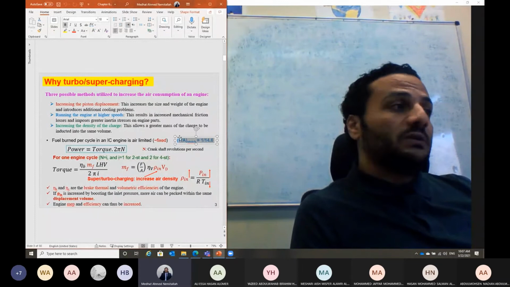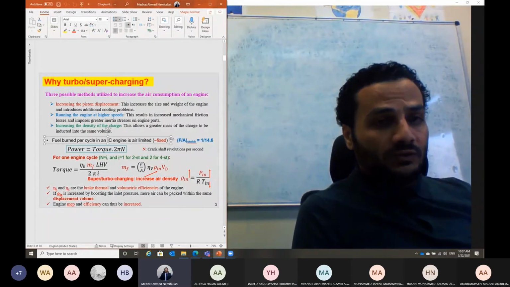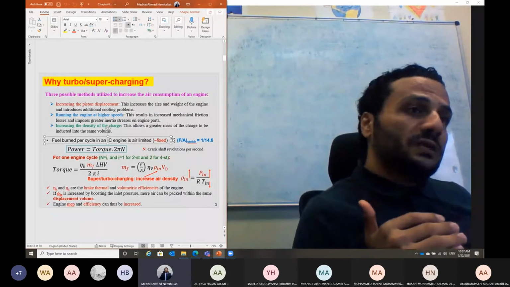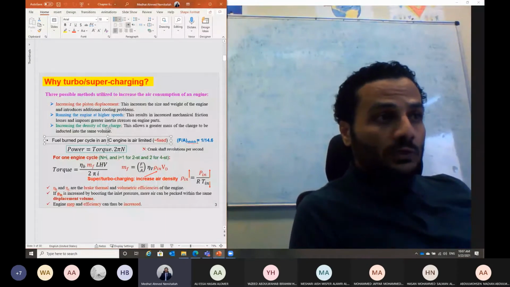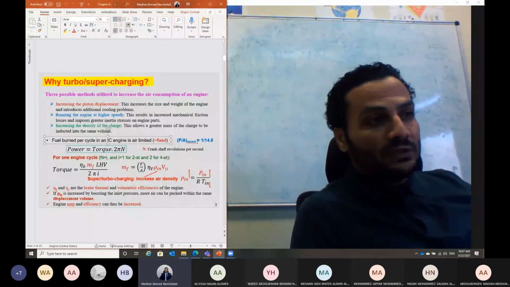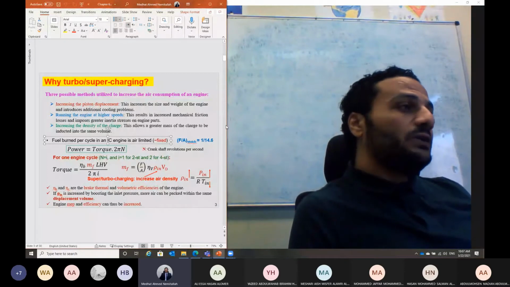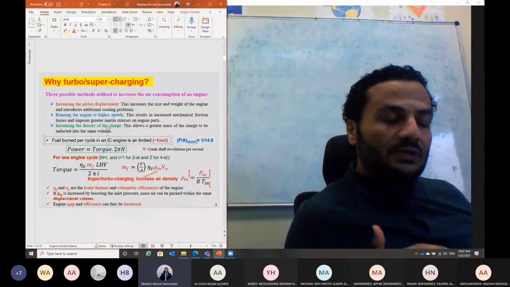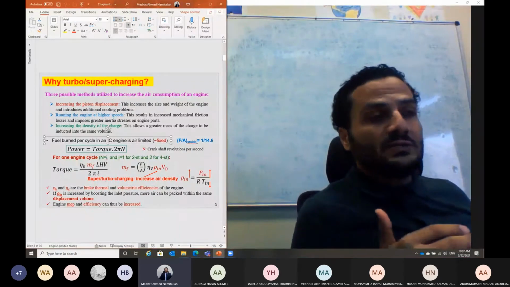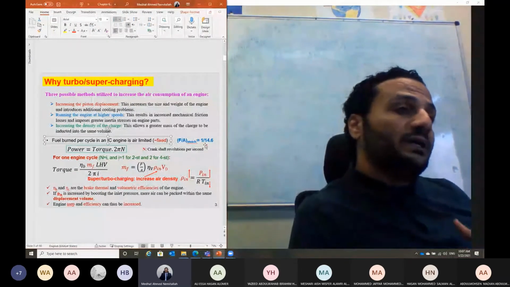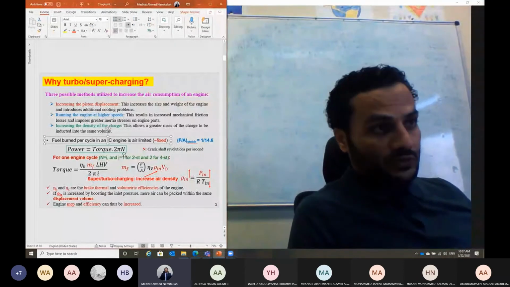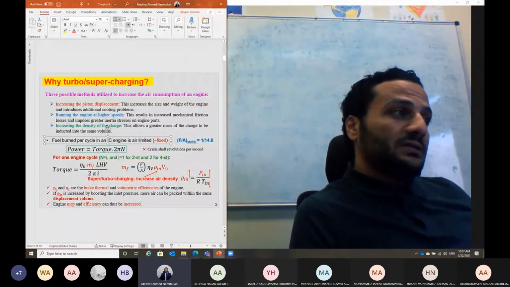But if we are able to increase the amount of air, that means the ECU will adjust the amount of fuel to keep a fixed fuel to air ratio. That means the amount of fuel will be increased. If we increase the amount of fuel, we are increasing the power output of the engine. So we can increase the power output by increasing the amount of air input to the engine. But how can we increase this amount of air?